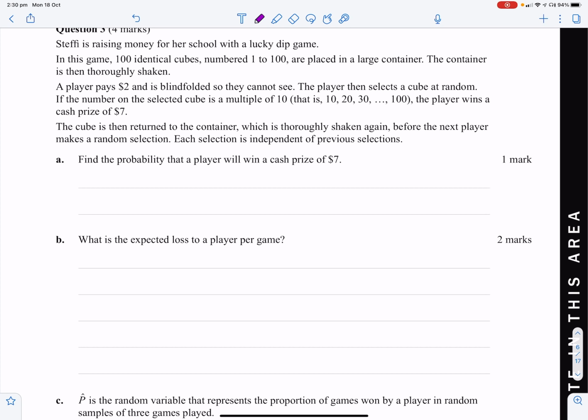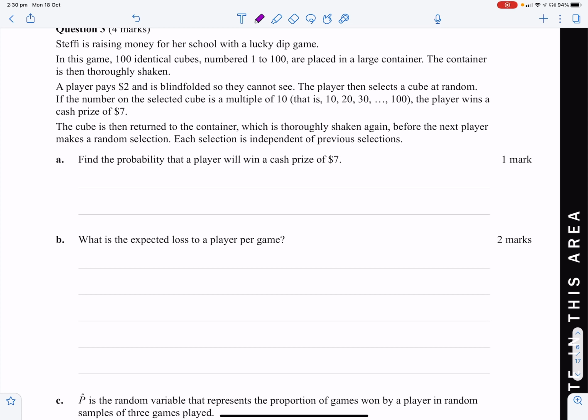Okay, Steffi is raising money for a school with a lucky dip. In this game, 100 identical cubes numbered 1 to 100 are placed in a large container. The container is then thoroughly shaken. A player pays $2 to play the game, and they're blindfolded so they can't see. The player then selects a random cube.